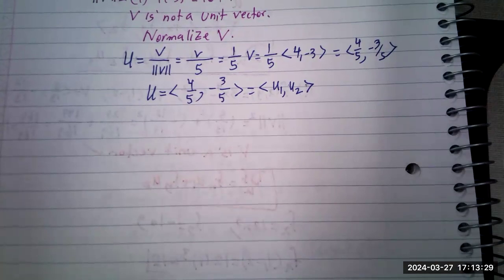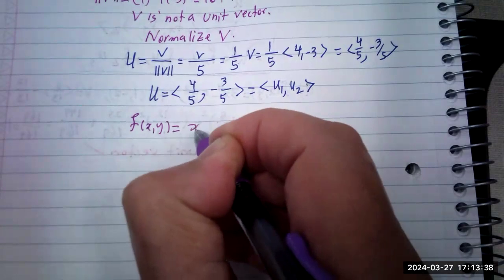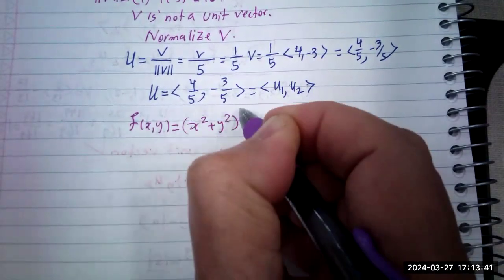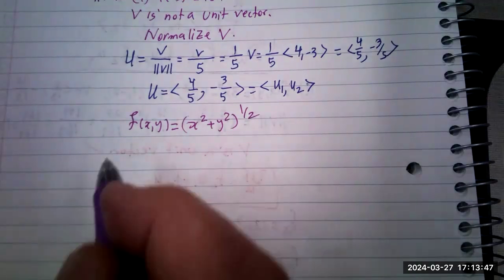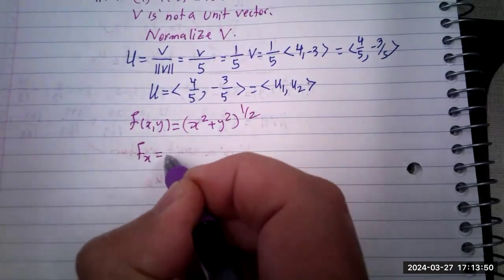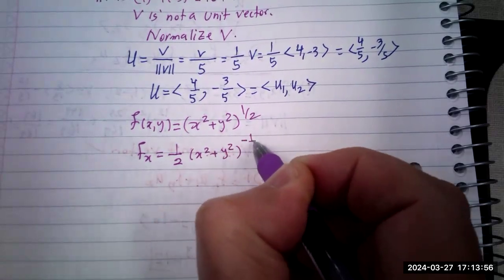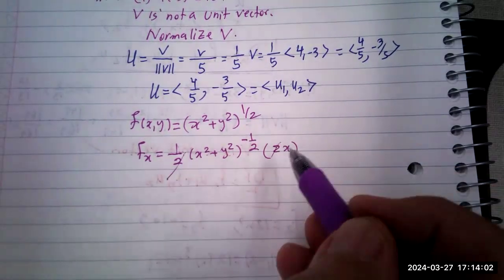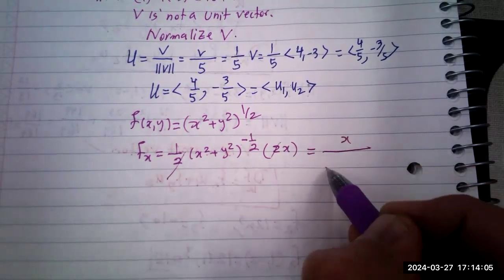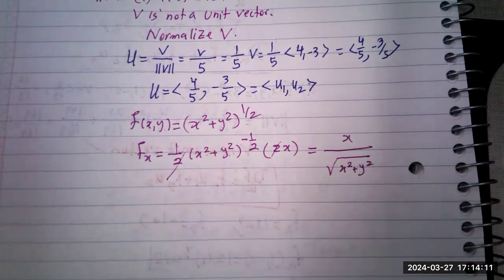Okay, any question? Now we go for the partial evaluation. The function, you have to rewrite it as x squared plus y squared to the half. And then find the partial derivatives using the chain rule, of course. Okay, f sub x. Chain rule, 1/2 x squared plus y squared to the negative half, times the derivative with respect to x, 2x. You simplify the 2 and 2, rewrite it as x over radical x squared plus y squared. That's partial with respect to x.